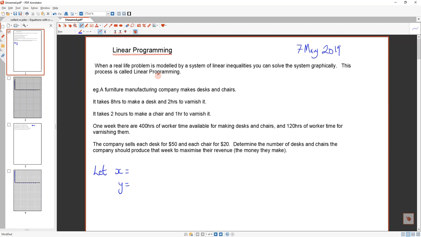So we've got a furniture making company which makes desks and chairs, and we're given the following information about it, which we will go through in a second. Okay, so we're going to get it all written, and then we're going to try and determine the number of desks and chairs that the company should make so as to maximize their revenue.